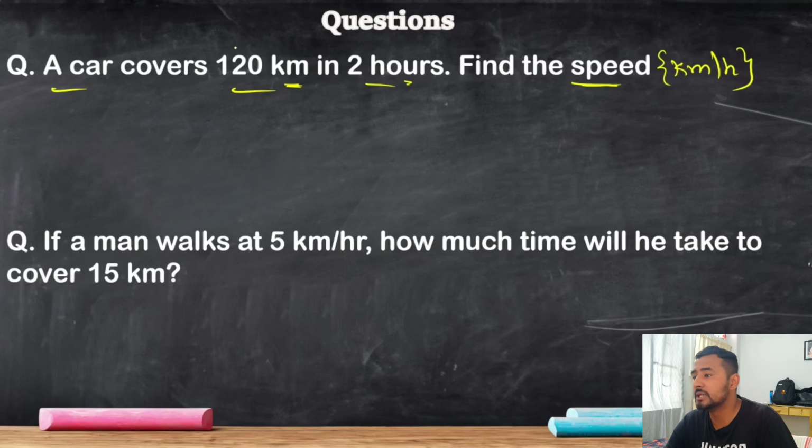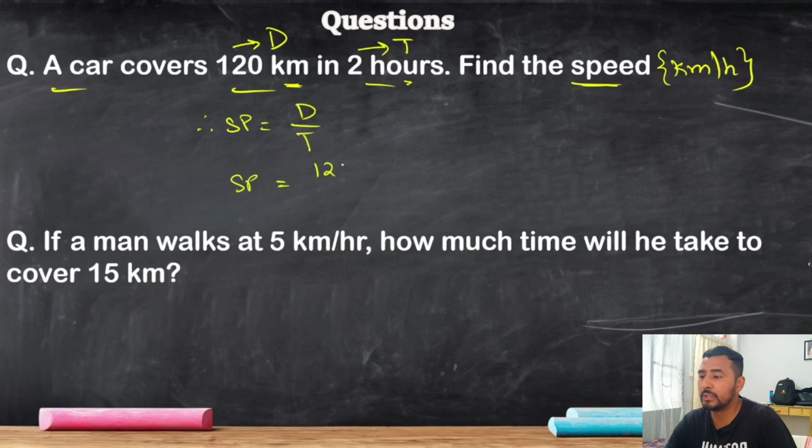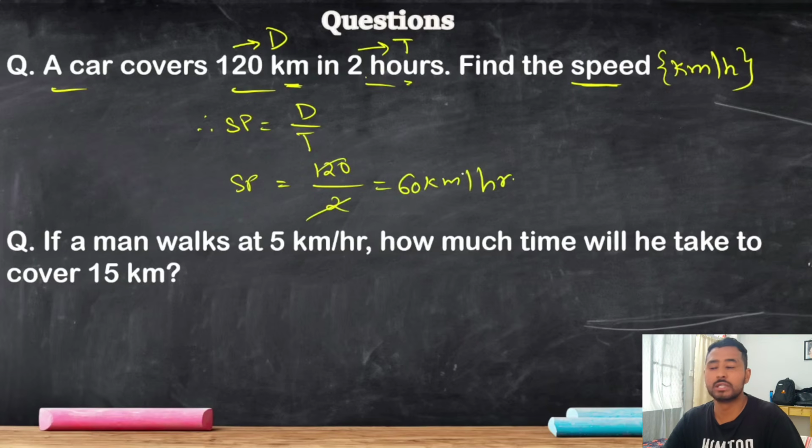So let's see. This is our distance, right? And this is what? Our time. So we know speed is equal to distance by time. Just put, what is distance? It's 120. What is our time? It's 2, right? Cancel this one, get 2 into 60 km per hour, right? So this will be our answer, 60 km per hour.